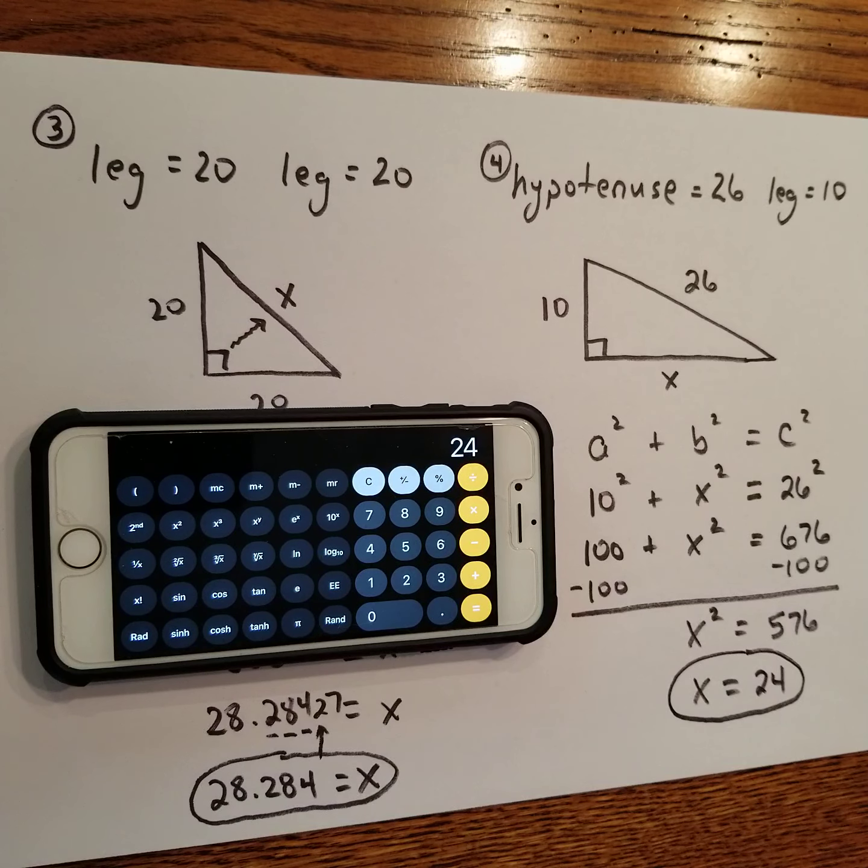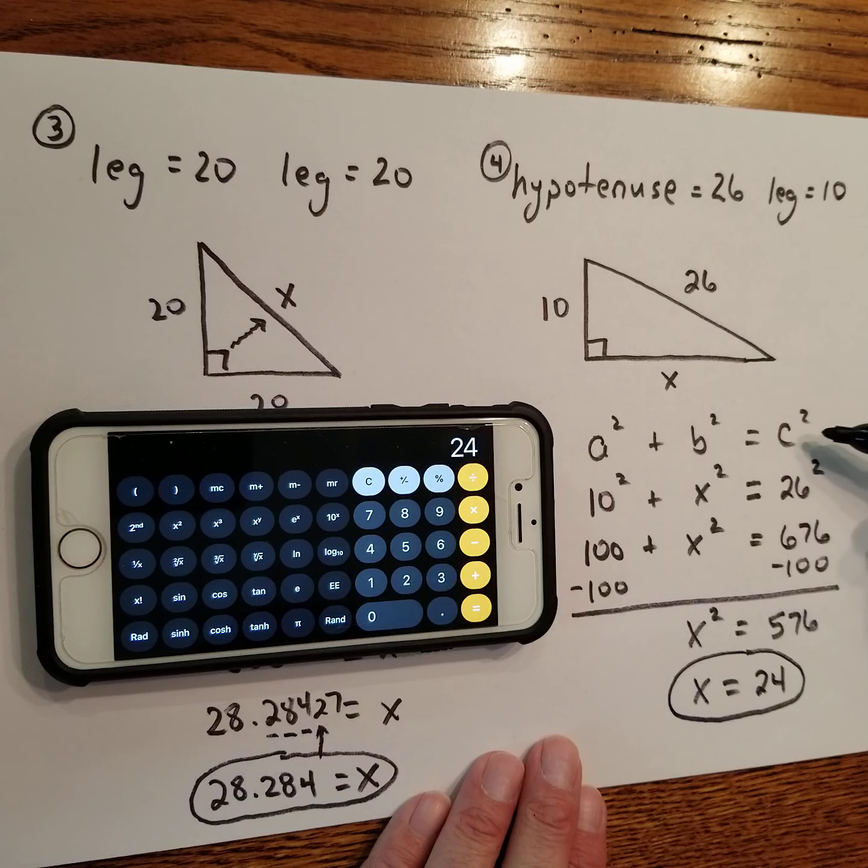All right, your turn to do some homework. Work hard. Show your work just like this. Sketch the triangle. Start with the Pythagorean Theorem. Solve. Take the square root.